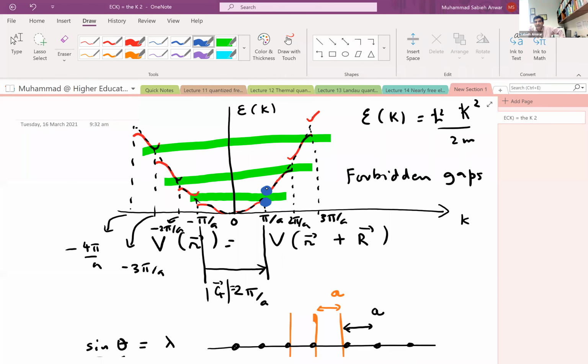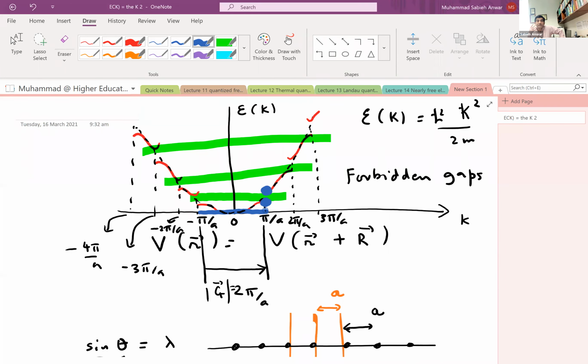All right. So gaps appear at the boundaries of zones, and these boundaries of zones are at multiples of plus minus pi over a. So this first zone from minus pi over a to pi over a is called the first Brillouin zone. And so on, we have the second and the third and the fourth Brillouin zones, and we're going to talk more about them. All right. And we can find out these gaps using degenerate perturbation theory.